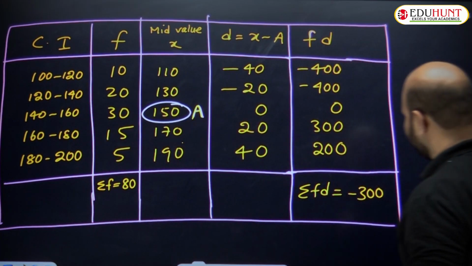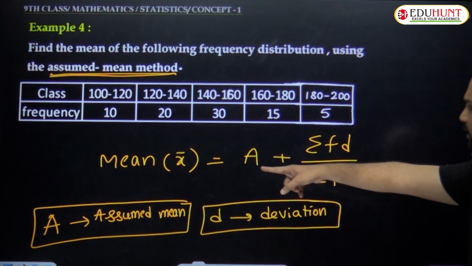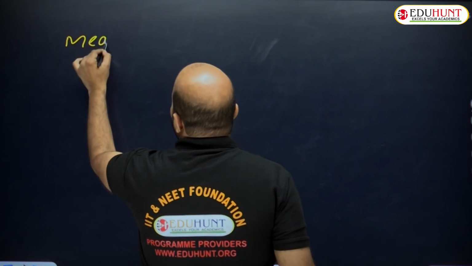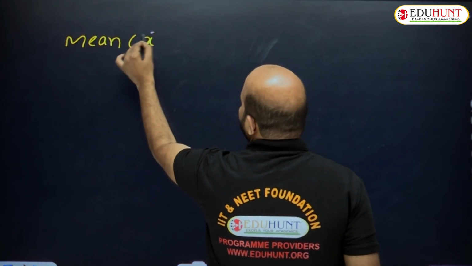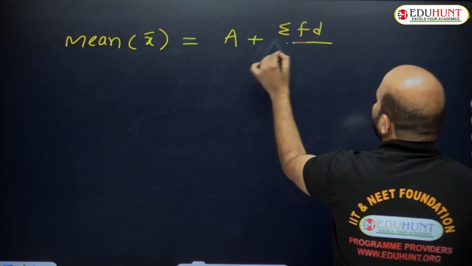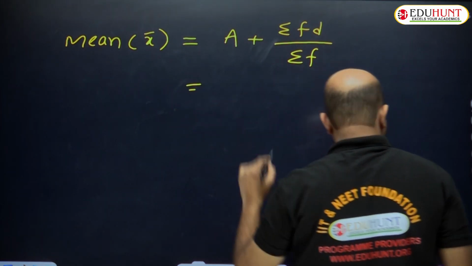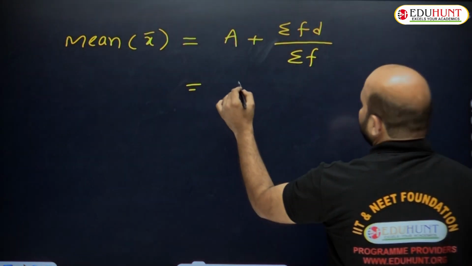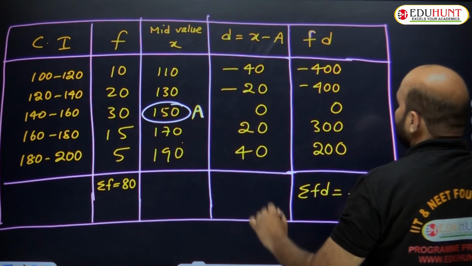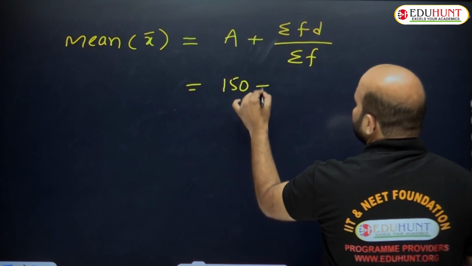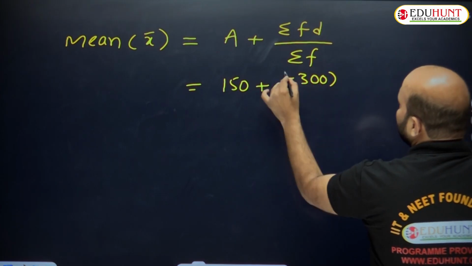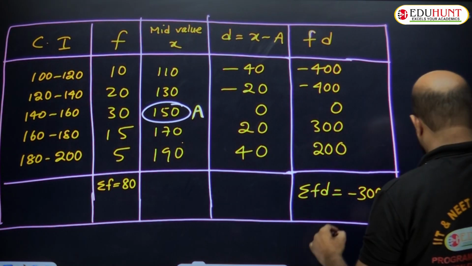But what am I asking? The mean value. What is the mean formula? Mean, x bar, by using the assumed mean, equals A plus sigma fd by sigma f. The A value from the table is 150, exactly the middle value in the mid values. So 150 plus the sigma fd value we already got, minus 300, whole by sigma f value 80.